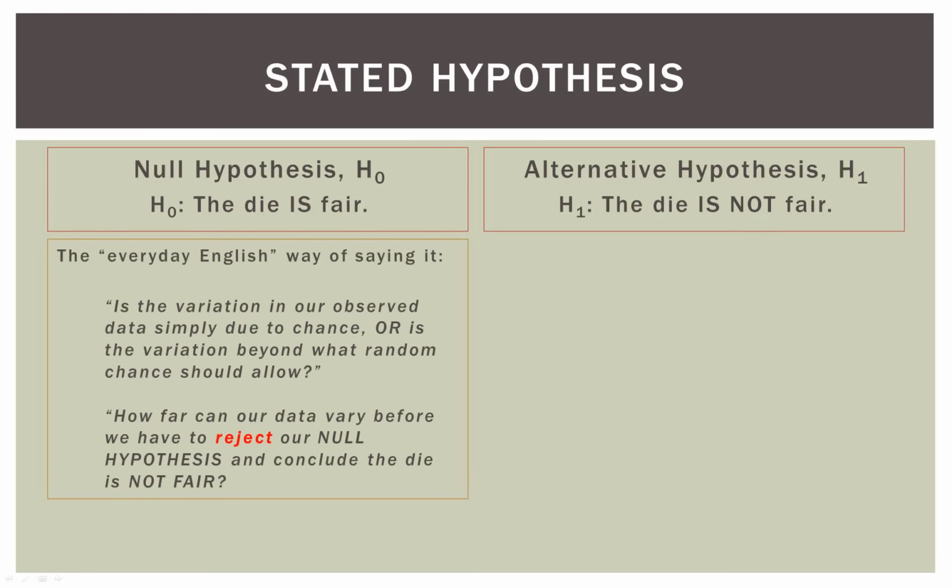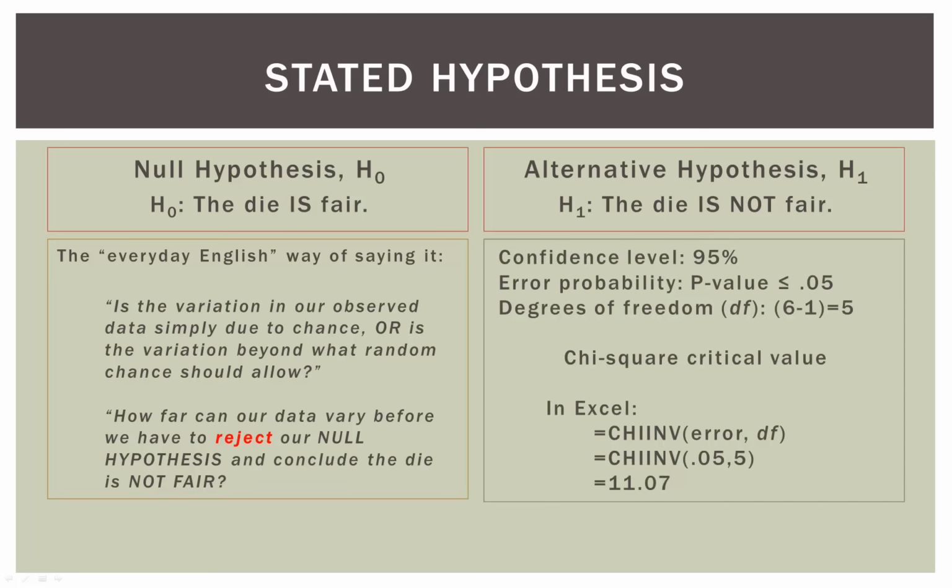Now, what is the everyday English way of saying this? Is the variation in our observed data simply due to chance? Or is the variation beyond what random chance should allow? Or how far can our data vary before we have to reject the null hypothesis and conclude that the die is not fair, which is our alternative? So we're going to have some variation, but we need to know if that variation occurs within limits we set.